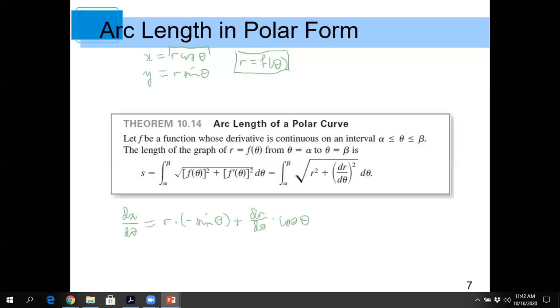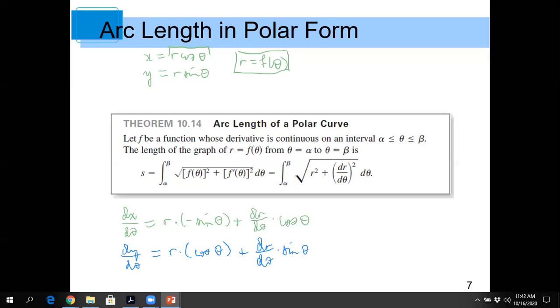Okay? Does that make sense? That's what dx d theta is. Yeah? What's dy d theta? Okay, dy d theta is, we did this yesterday, but I think it's good to just redo this. It's going to be r times, so it's the first times the derivative of the second, r times cosine theta, plus the derivative of the first, dr d theta, times the second, which is sine of theta.